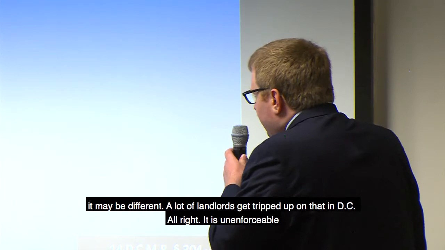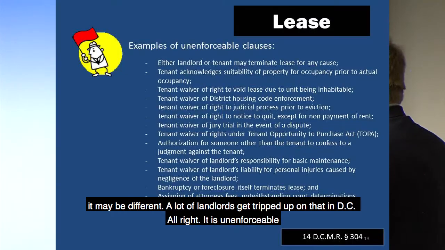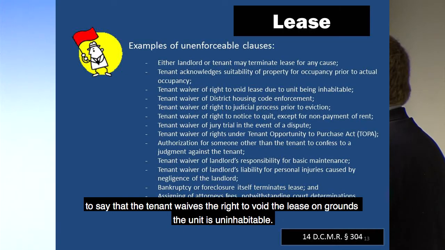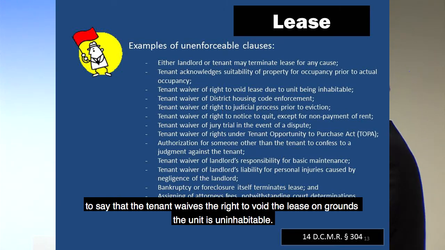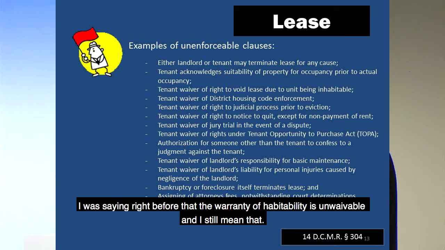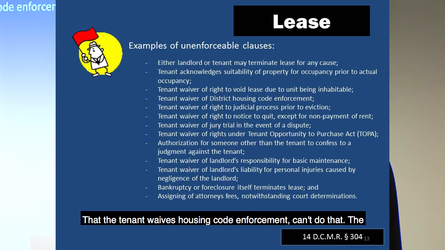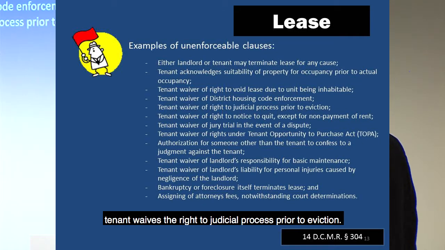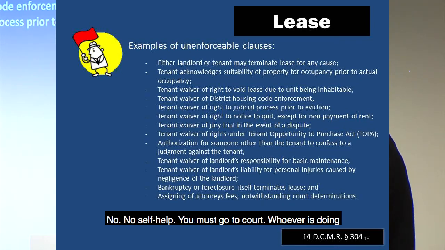All right. It is unenforceable to say that the tenant waives the right to void the lease on grounds that the unit is uninhabitable. I was saying right before that the warranty of habitability is unwaivable, and I still mean that. That the tenant waives housing code enforcement? Can't do that. The tenant waives the right to judicial process prior to eviction? No. No self-help. You must go to court.